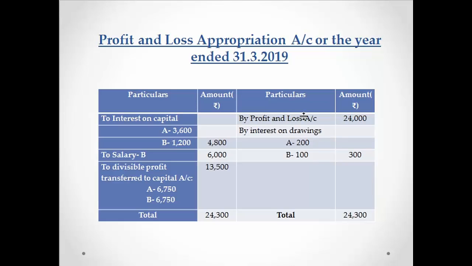Okay, and the amount of net profit is taken directly from the question, and the amount of net profit is 24,000 rupees. I think the first item is okay for you, right?